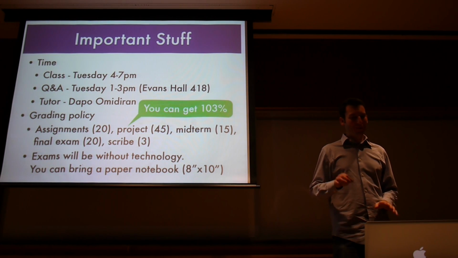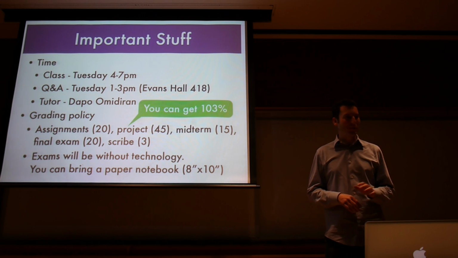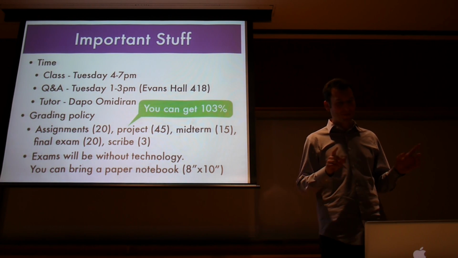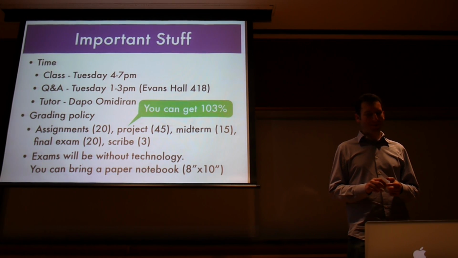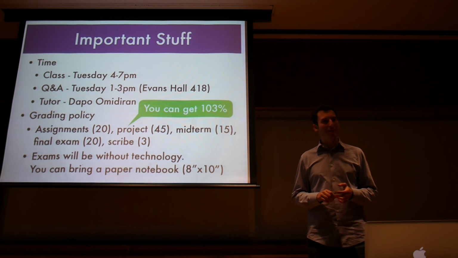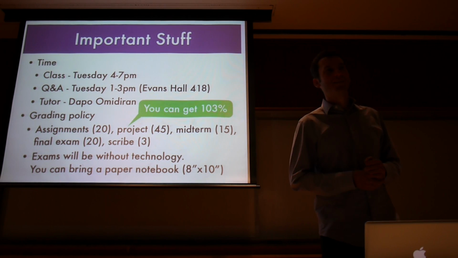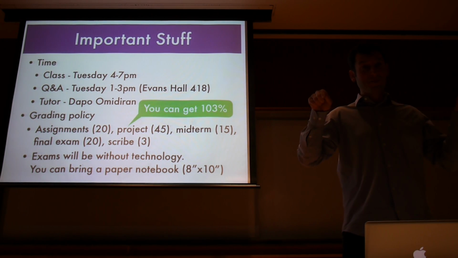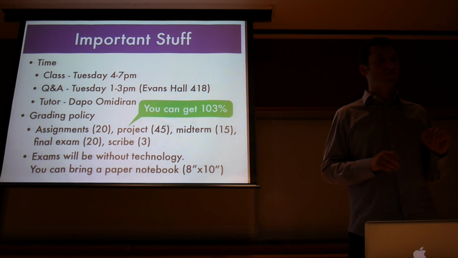Now, in terms of how we distribute the points, there'll be 20 points for the assignments, and I'll tell you a little bit more about how that works in a moment. For the project, you'll get 45%. For the midterm, 15. For the final exam, 20. And then for scribing, you get 3%. So now I need those 2 volunteers for scribing for today. For everything else, there'll be a sign-up list, and it'll be first come, first serve.